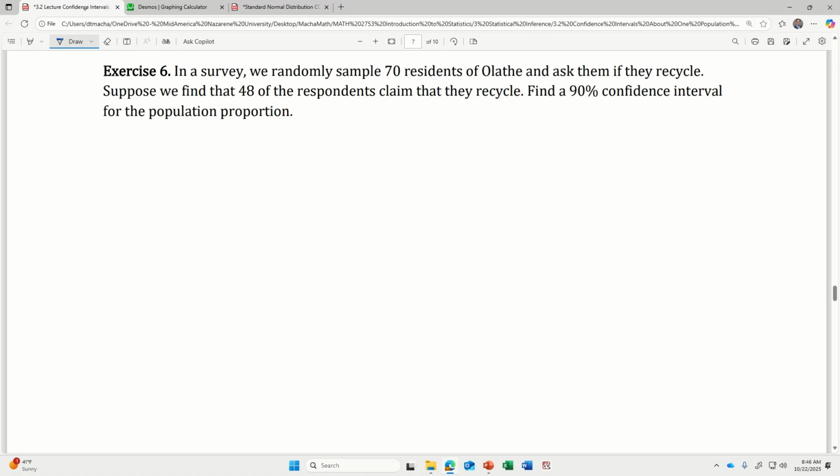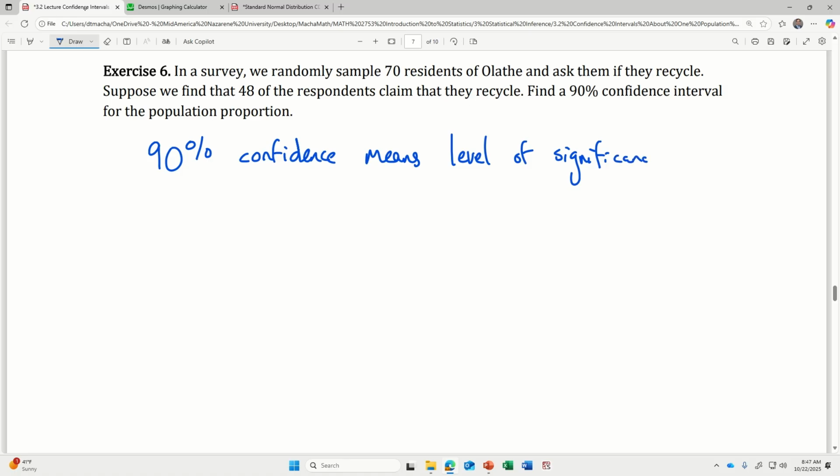So 90% confidence means, what's my level of significance? 0.1. 90% confidence means there's a 10% chance that the next sample fraction is not in the confidence interval, and 10% as a decimal is 0.1. So you write alpha equals 0.1 for my level of significance.